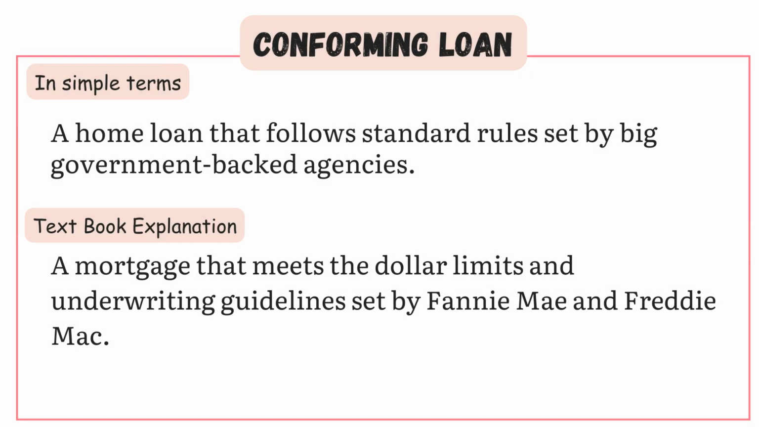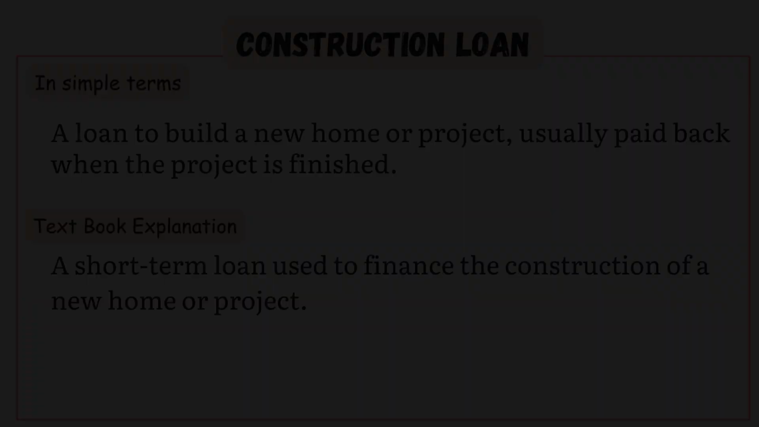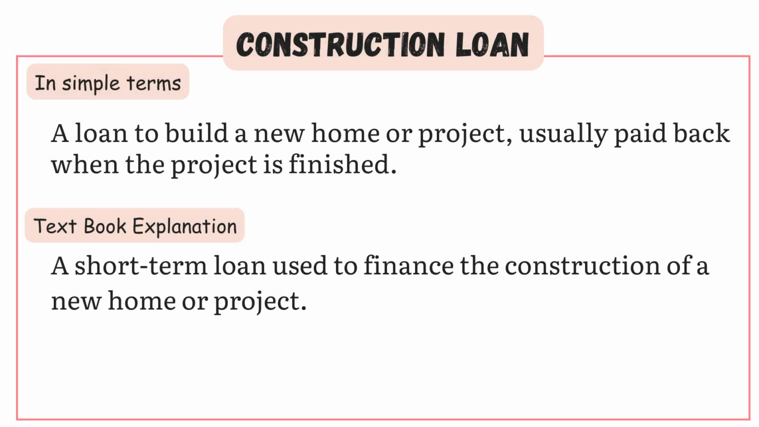Conforming loan. In simple terms, it is a home loan that follows standard rules set by big government-backed agencies. As per textbook definition, conforming loan is a mortgage that meets the dollar limits and underwriting guidelines set by Fannie Mae and Freddie Mac. Construction loan. In simple terms, it is a loan to build a new home or project, usually paid back when the project is finished. As per textbook definition, construction loan is a short-term loan used to finance the construction of a new home or project.